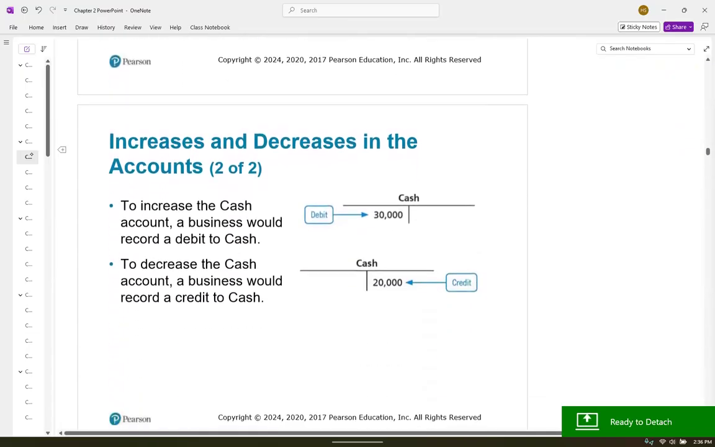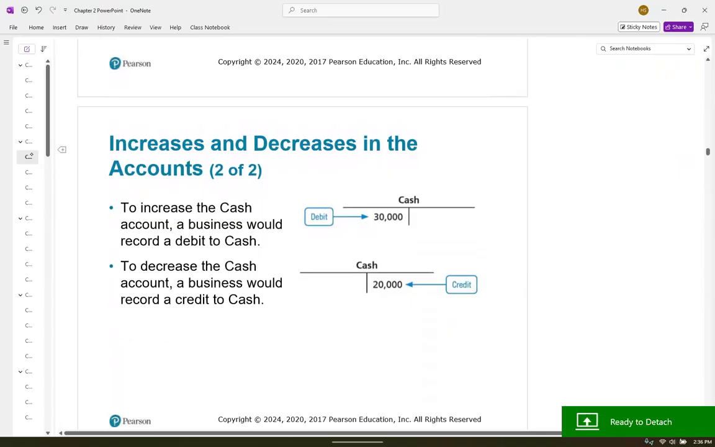Okay. So right here, they give us an example. This is not necessarily a journal entry because if it was an entry, we would have to make both sides balance. They're just showing that if I'm increasing cash, then I would debit cash of 30,000 to the cash account. If I was decreasing the cash, then crediting the cash is what we would do.